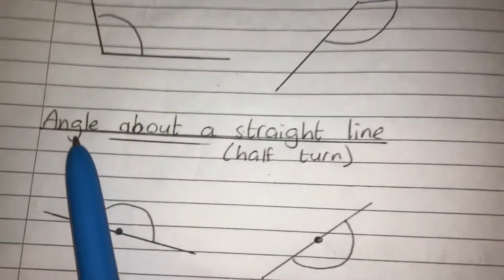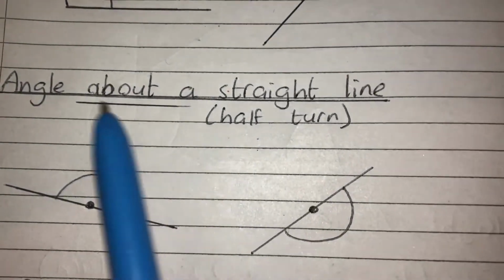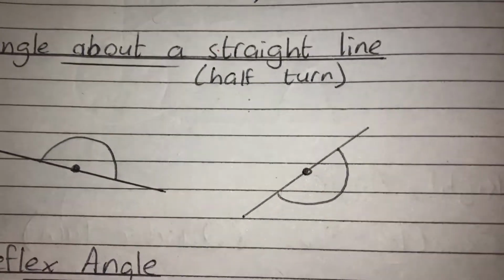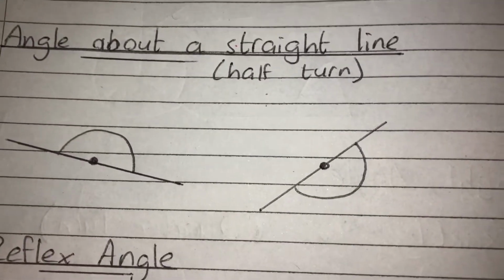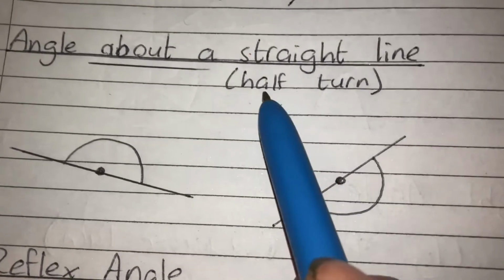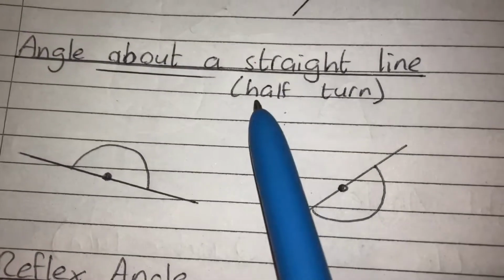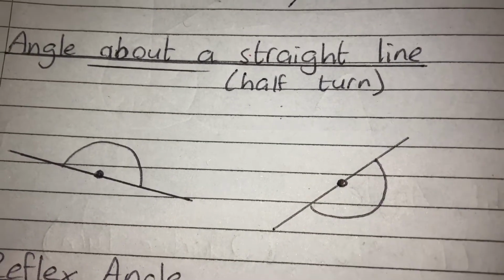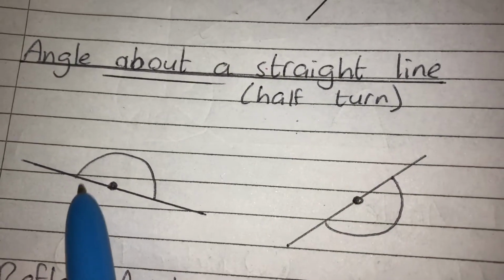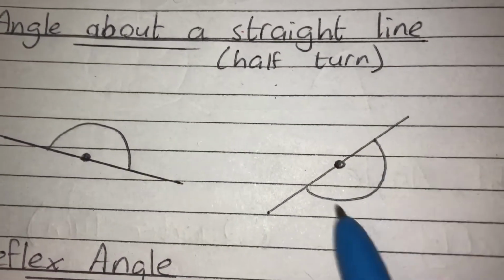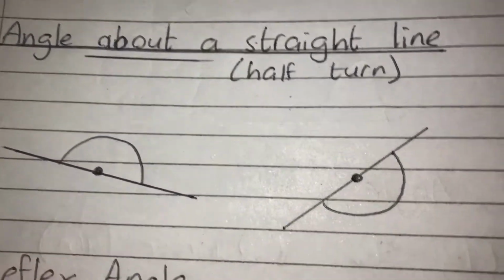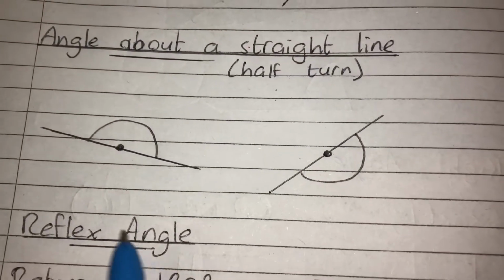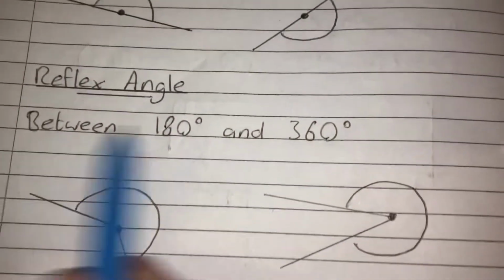Up from that, we then have angles about a straight line, also referred to as a half turn, because again, just touching on compass directions, if you were to face north and turn 180 degrees, you'd be facing the total opposite direction, hence why it's sometimes referred to as a half turn. So if you're facing north and turned 180 degrees, you'd be facing south, the total opposite direction. And they will always generally look like this, hence why it's called angles about a straight line, or angles on a straight line.